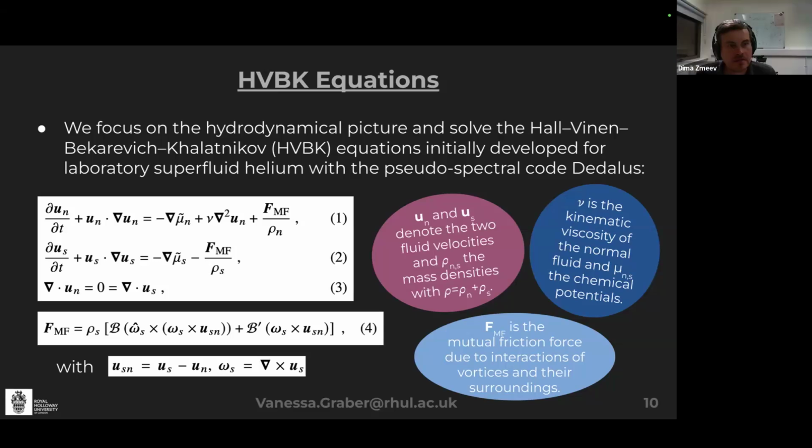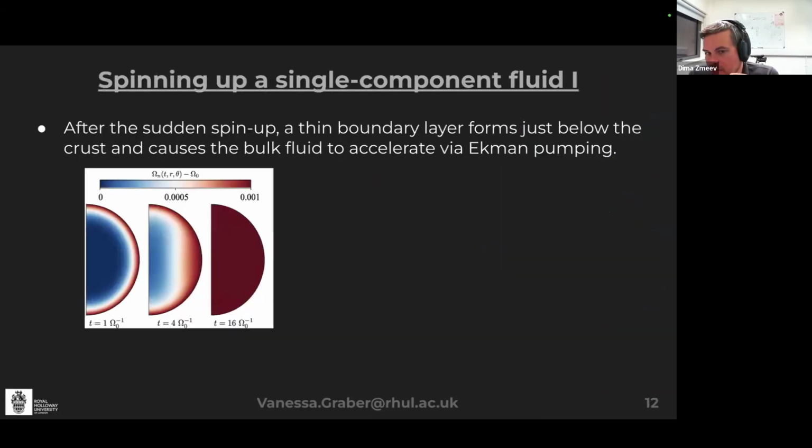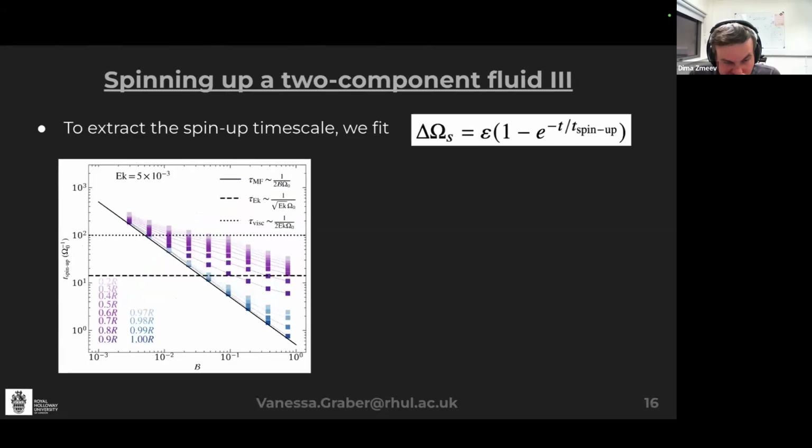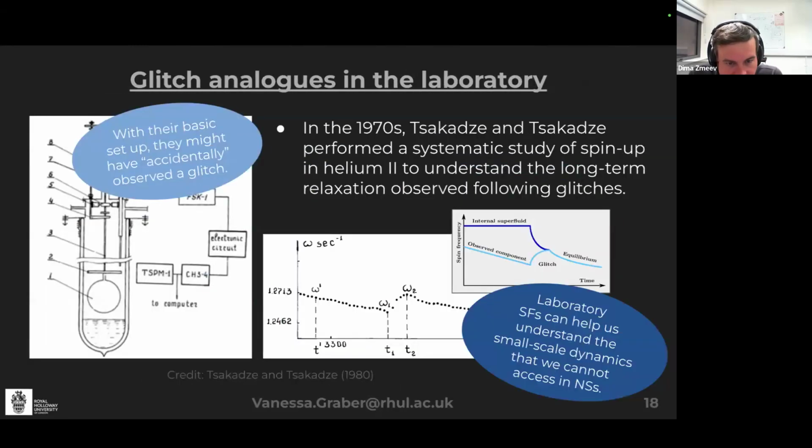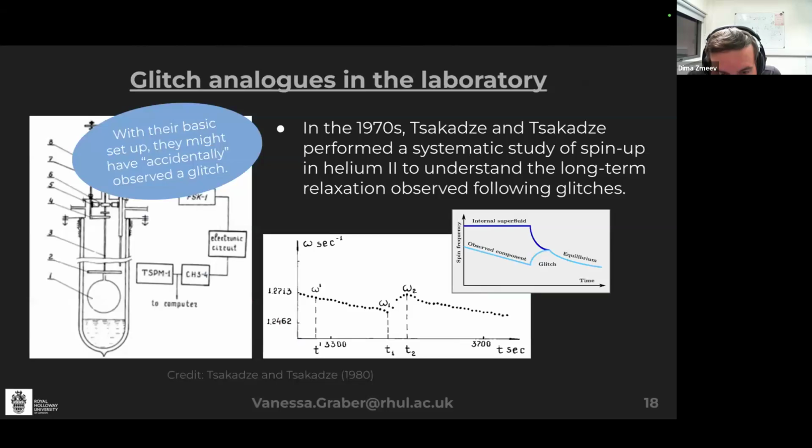Yeah, thanks, Vanessa. I have a question about the analog system, the lab system, particularly helium-4. So what kind of angular velocity would be relevant to have some sort of a comparison? So I think the answer is you would probably not rotate them at the same rotation rate as the neutron star, because what you want to see is the ideal scenario for producing a glitch in a lab system. So you would probably be able to rotate them slower.